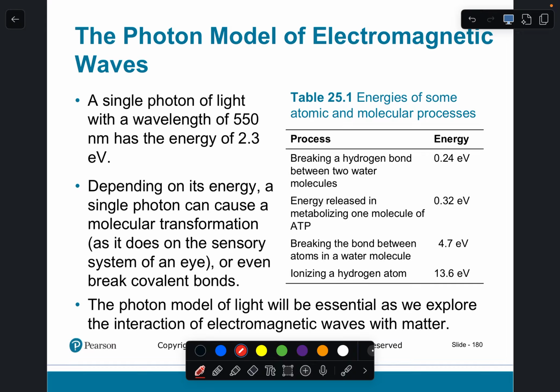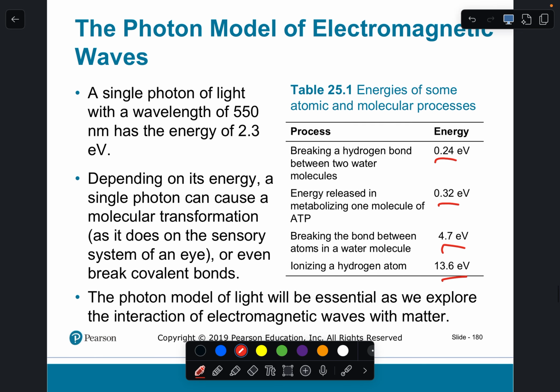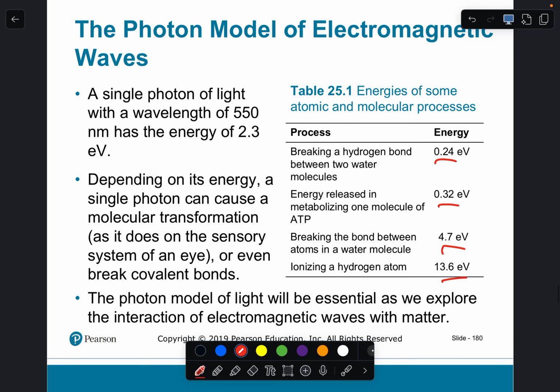We can use eVs to describe the energy of photons, mainly because if you calculate the joule value, it's going to be something insanely small, on the order of 10 to the minus 20 or something. If you use eV, the numbers you're working with are a lot more digestible, if you will. So these are some typical eV values of some atomic and molecular processes.